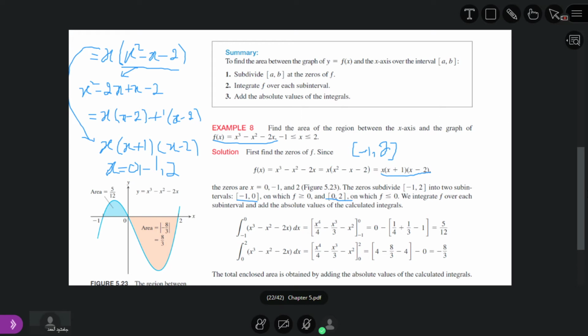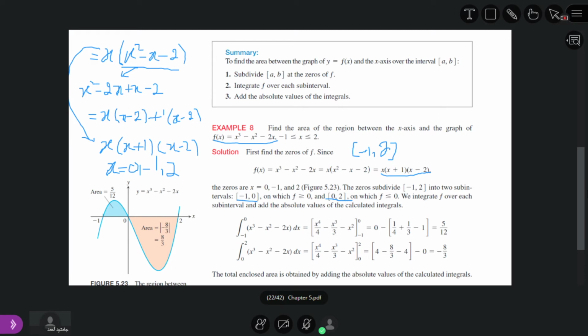The following is the result of the definite integral of the function over the subinterval. Now we take the absolute value of this.